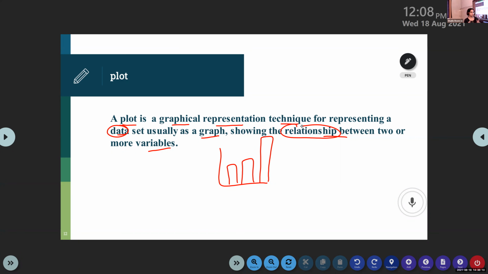While coming to the sports, to show their scoring, two teams' data have been used, isn't it? To show their growth, isn't it? Yes, boys? And girls also used to watch cricket, I think so. During this over, this team was like this, another team was like this. You used to draw this graph, isn't it? So it shows a relationship, isn't it? Like that, a plot is a graphical representation technique for representing a data, which shows the relationship between two or more variables. Is that clear?